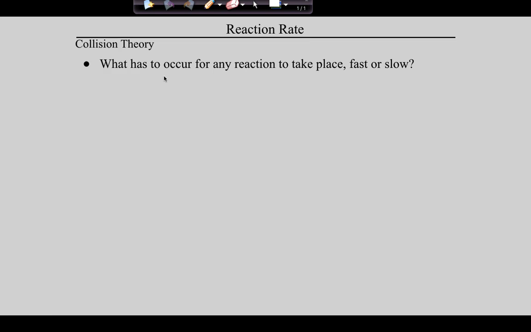This is what's called collision theory. You don't need to write down the question. It's simply to help us make the transition. The question we're asking right now is this. We're not talking about how to make them go faster or slower. The question we're talking about right now is what has to happen for any reaction to happen, whether it's fast or slow. The answer is the collision theory of reaction rates. Scratch it down.